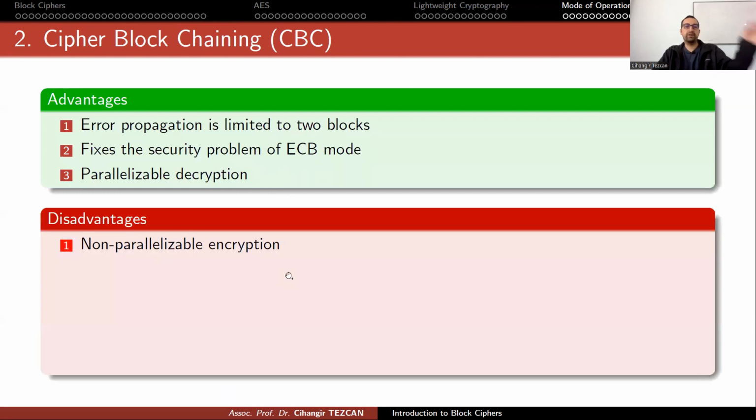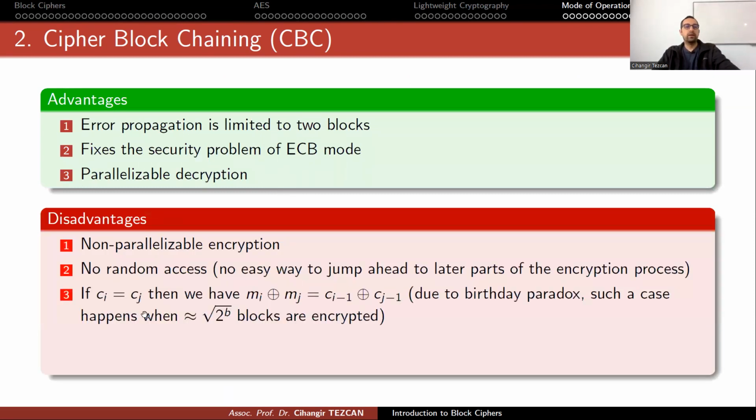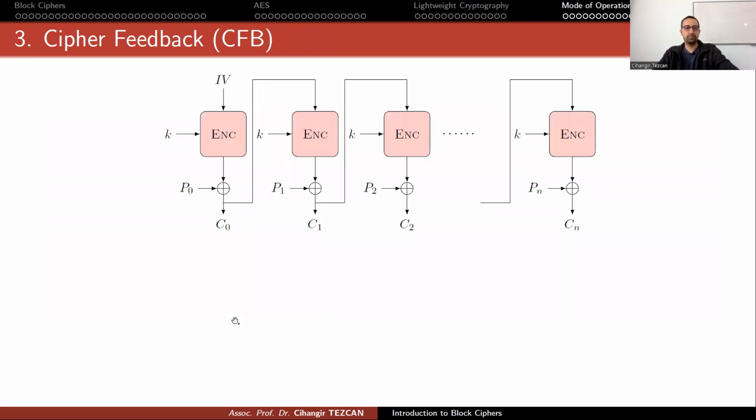This is why it is called chaining. Okay, so disadvantages: non-parallelizable encryption, no random access. And there's also this property that if two ciphertext blocks are identical, then you can obtain this inequality, which happens due to the birthday paradox when you perform this many encryptions. So if B is small, then this number is really small, right? So this is why you have to change the key and so on.